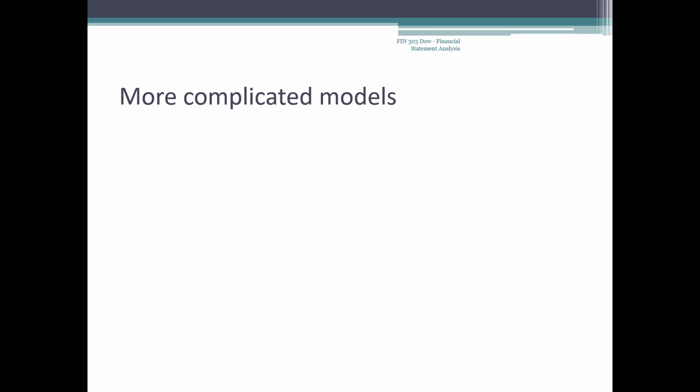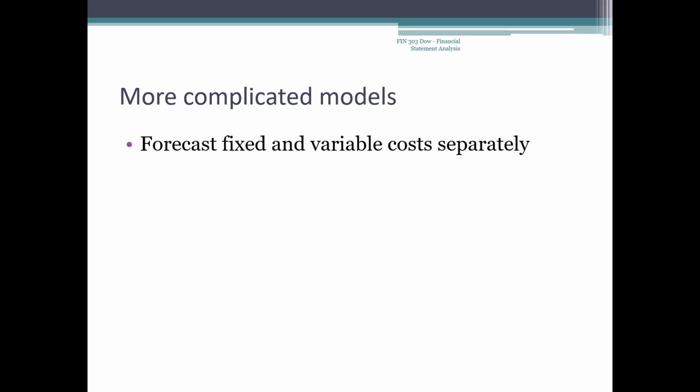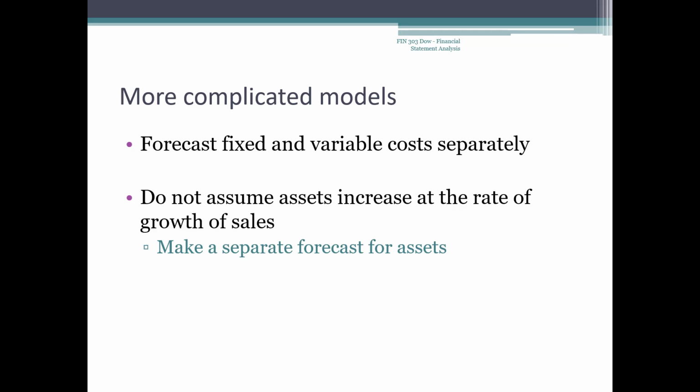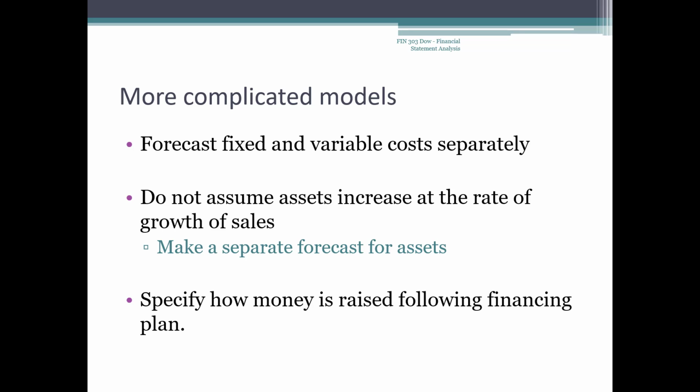If the assumptions behind the percent of sales approach are not good approximations, we will need a more complicated model. This may include making separate forecasts for fixed and variable costs, where fixed costs are unchanged and variable costs increase at the same rate as sales. Or being specific about when assets are purchased and how big each purchase will be, rather than assuming that the amount of assets increases smoothly. Finally, we might want to specify how the money will be raised following the guidelines laid out in the financing plan.